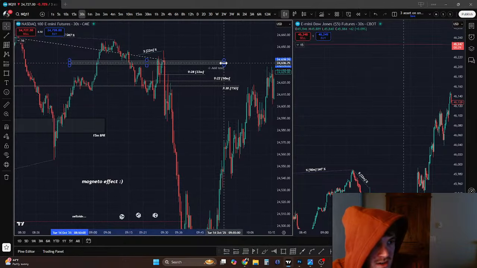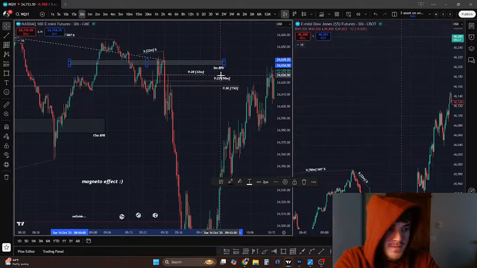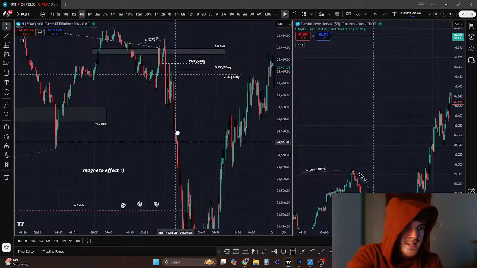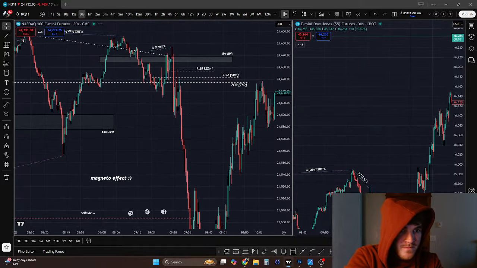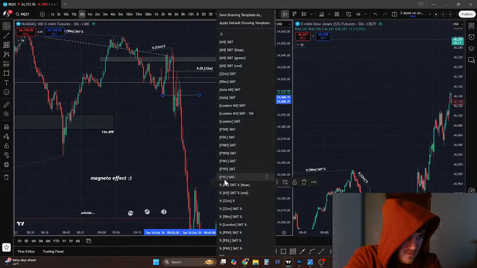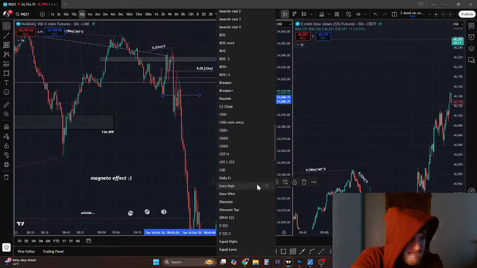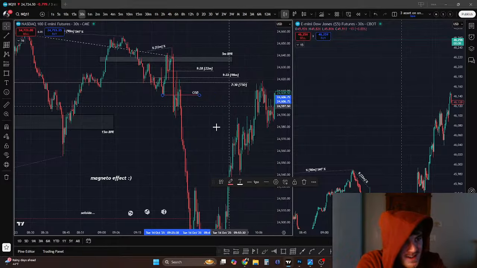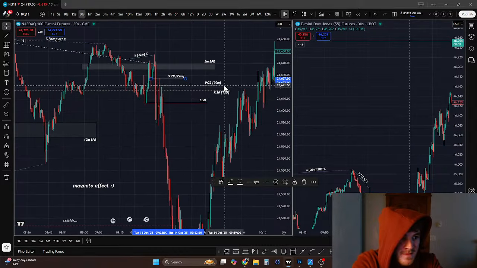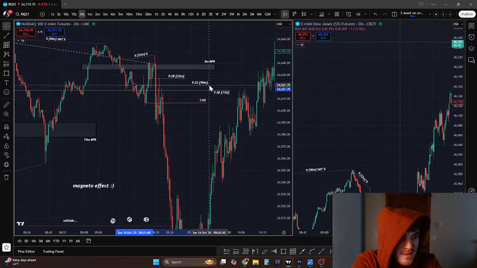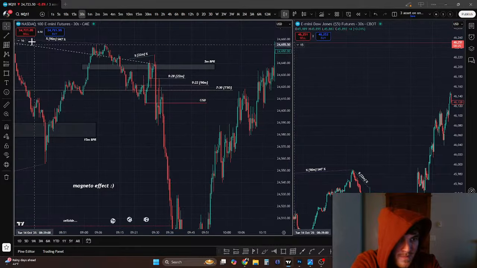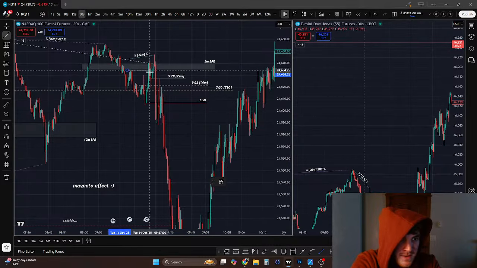Oh my gosh. How crazy clean is that, dude? I see dead people. Yeah, man, this is why this happened. Magneto effect off of 5-minute BPR, in line with high resistant liquidity.